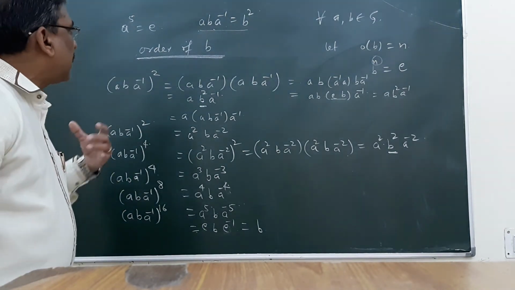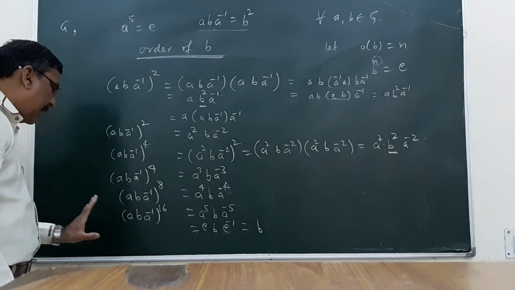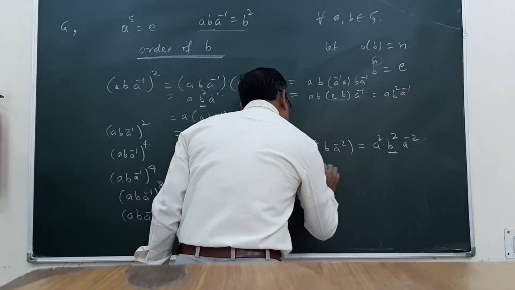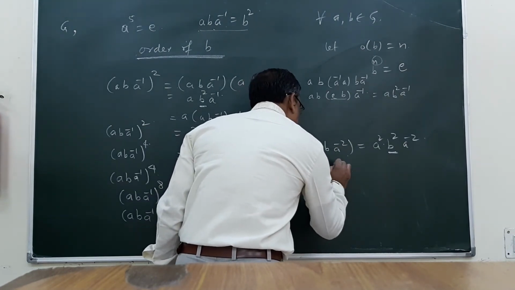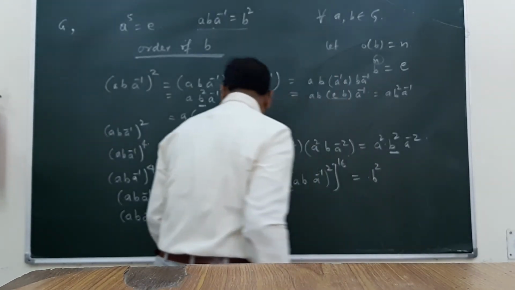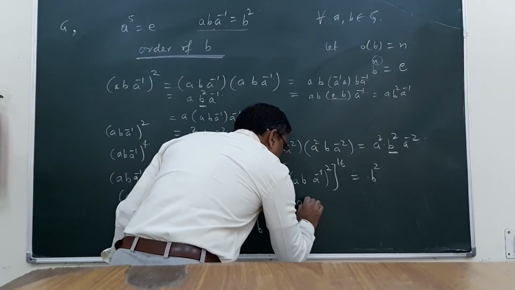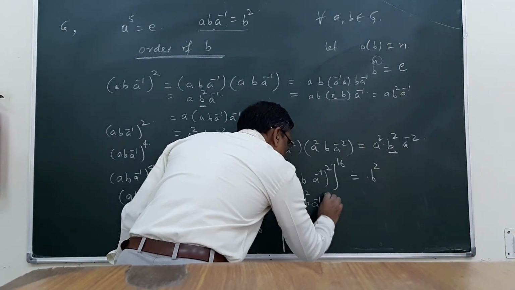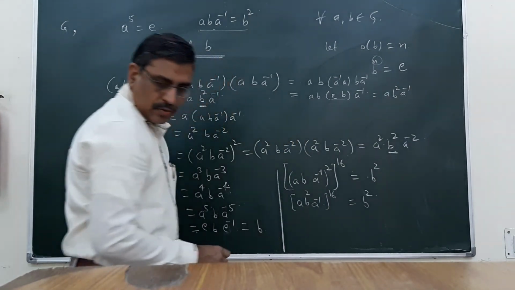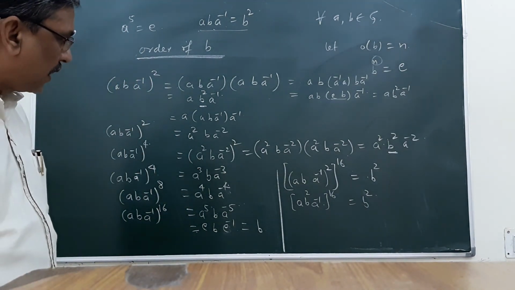We need to prove the order of b. Squaring this a b a inverse raised to the power 16 will give us b square. And squaring this, I get a b square a inverse raised to the power 16 is equal to b square. So b square, b to the power 16 square.